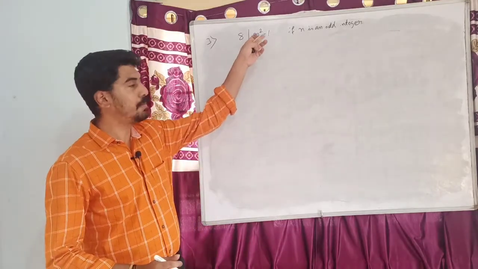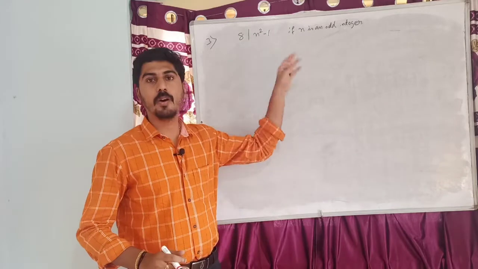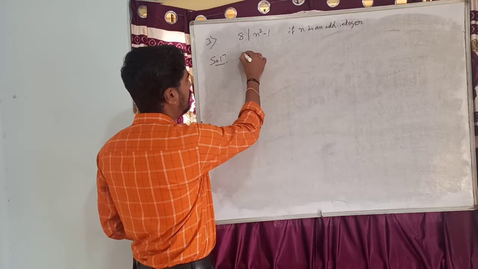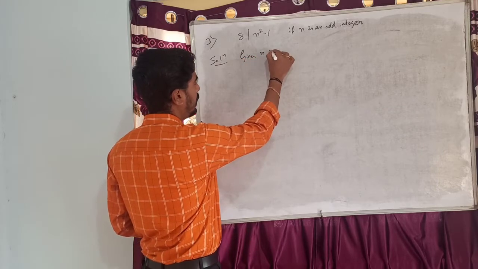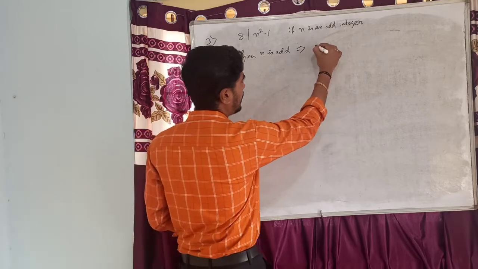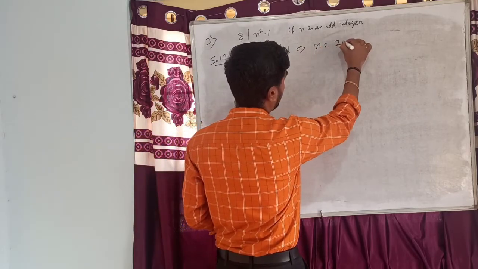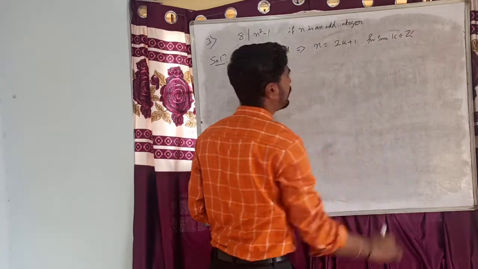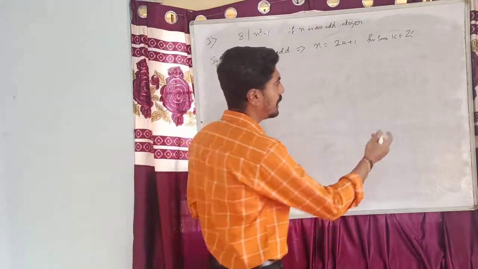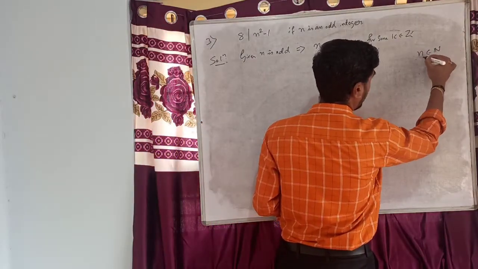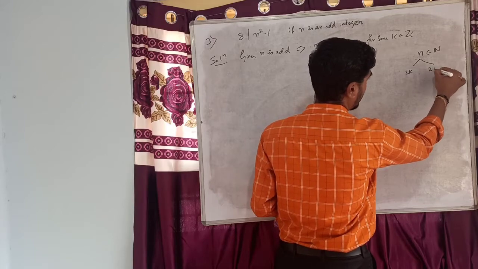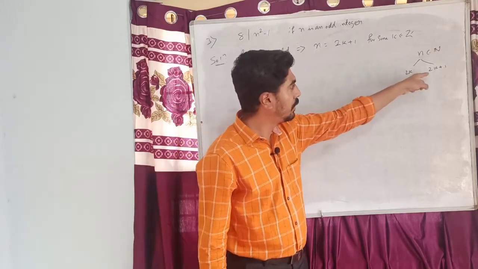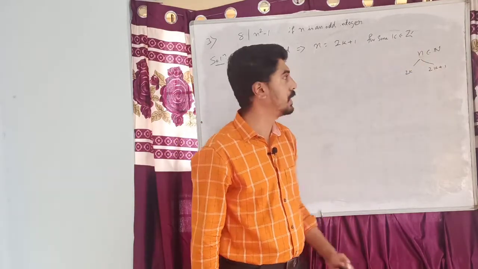8 divides n square minus 1 whenever n is an odd integer. Solution. Given that n is an odd integer, n can be written as 2k plus 1 for some k belongs to Z. This is because if we consider any integer n, it will be of the form 2k or 2k plus 1. If it is of the form 2k, then it is an even number. Otherwise, it is of the form 2k plus 1, which is an odd number.